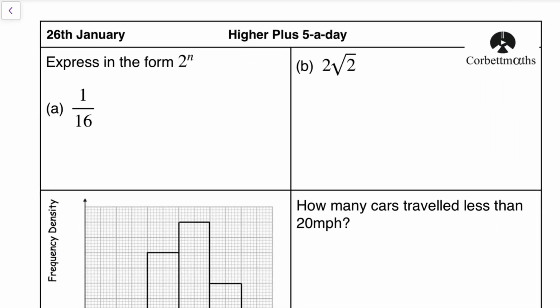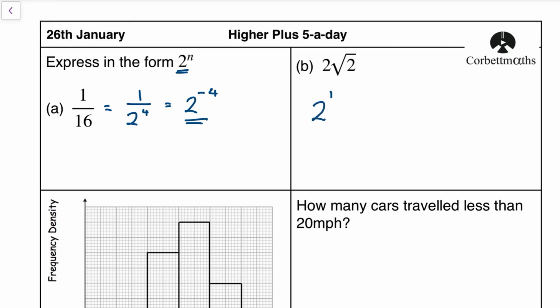So what do we have? It's an index rule question expressed in the form, so it's very clear about what it wants me to do. This requires you to know that 16 is the same as 2 to the power of 4. 1 over a power is the same as 2 to the negative power, so the answer to this one is 2 to the minus 4. Not too bad. Next question.